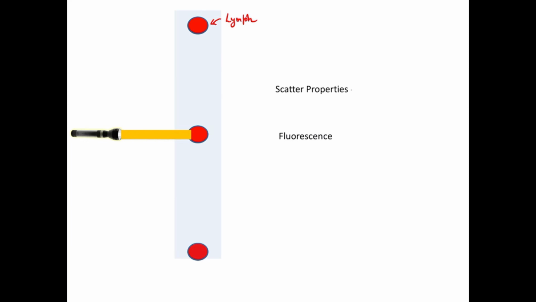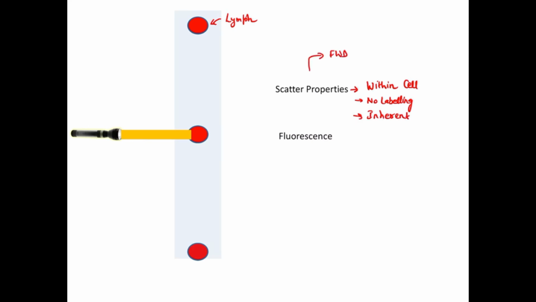Starting with the scatter properties first. The important thing to remember about the scatter properties is that these properties are present within the cell itself. You don't need to label the cell with any type of special reagent to study them, and they are produced as soon as the laser light falls on the cell. They can be further divided into forward scatter and side scatter.